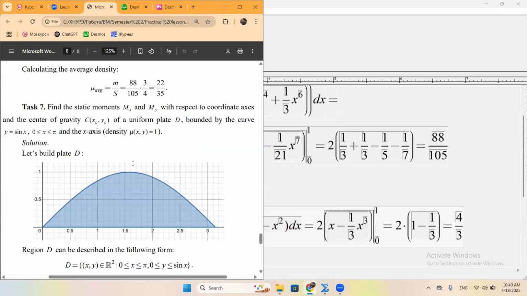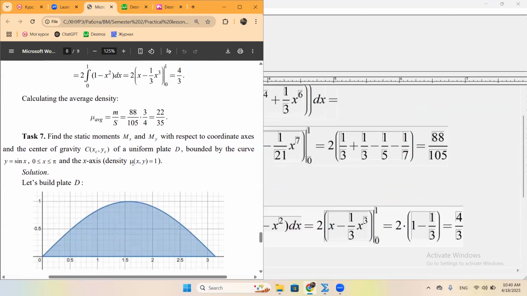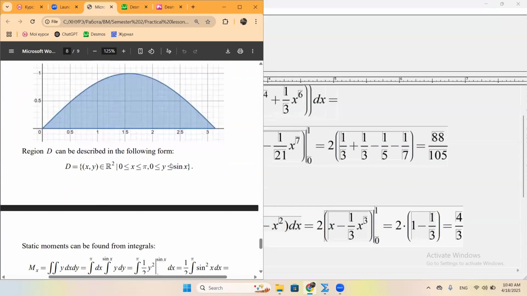So now we have to find static moments with respect to the coordinate axes and the center of gravity of a uniform plate. It is bounded by the following curve: y equals sine of x, and x changes from 0 to p. So now let's calculate.